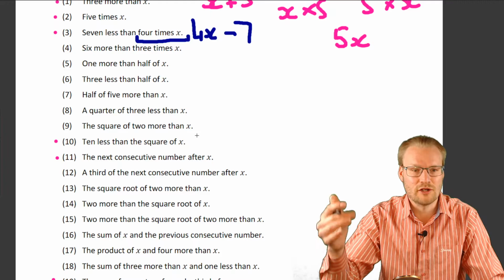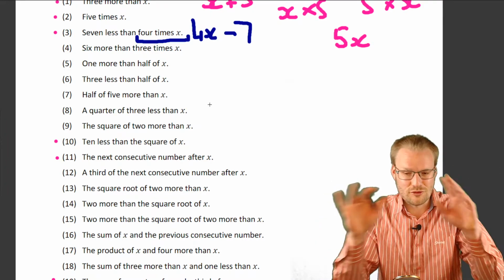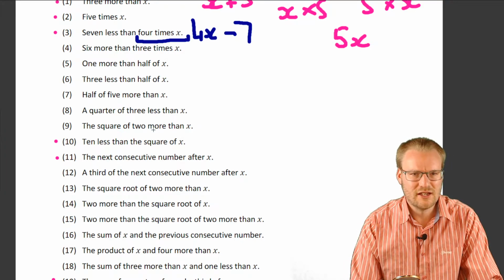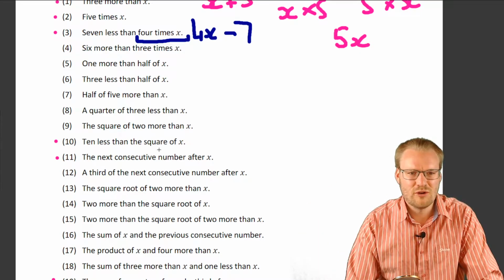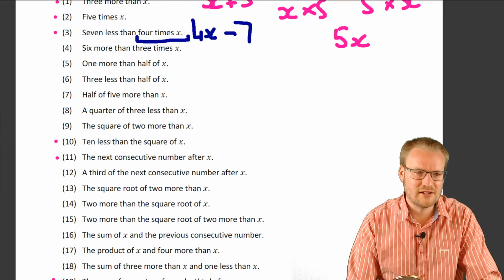I'm going to try and interpret how you've written it down, because it's quite difficult to do just with the keyboard. Okay, so 10 less than the square of x. Now think about how it's written and your order of operations. What are you going to do first? Square x or take 10 less than it?